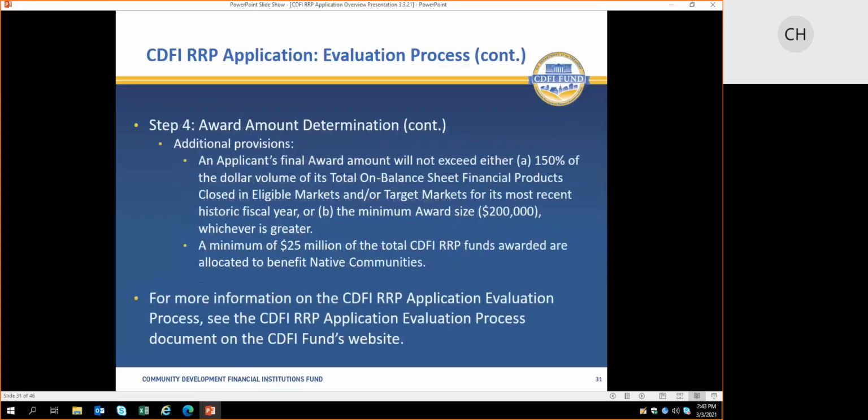Some additional provisions, as Clint spoke about: the award is going to be capped at either 150% of the dollar volume of an applicant's total on-balance sheet financial products closed in eligible markets and/or target markets for its most recent historic fiscal year, or the minimum award size of $200,000, whichever is greater. Finally, per the legislation, a minimum of $25 million of the total CDFI RRP funds awarded are allocated to benefit Native communities.